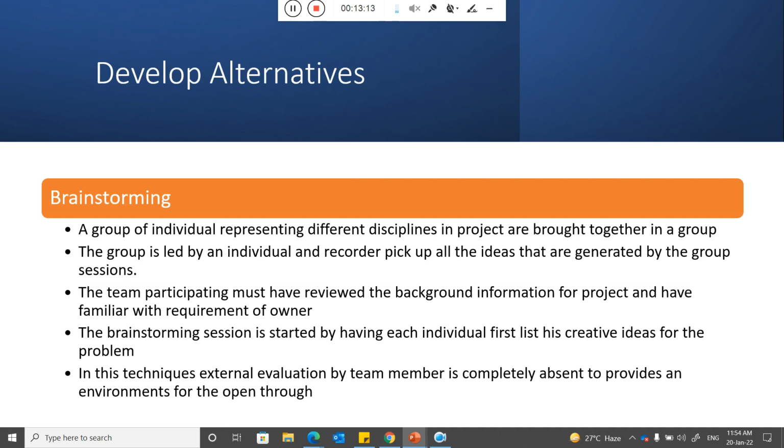We will discuss all that in the coming session. In that manner we need to record, like idea number 1 is like that, idea number 2 is to change the material to plastic, idea number 3 like that. The expert will give all the ideas in that company. The team participants must review the background information of the project or the product. Is there any doubt?